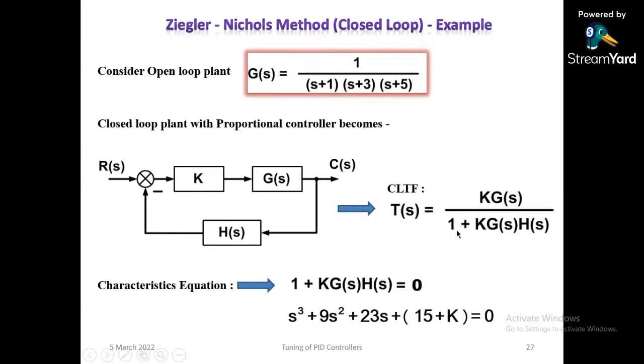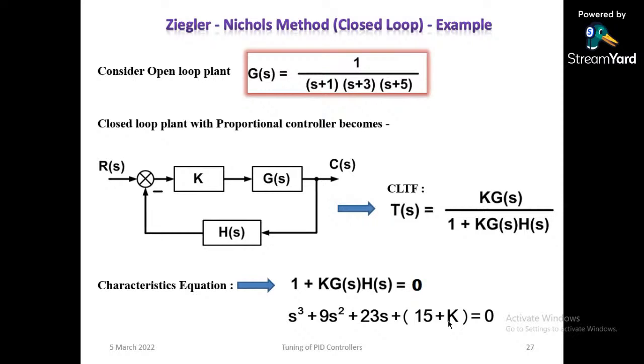So the characteristic equation is what? The denominator of the closed loop transfer function equated to 0 is your characteristic equation. That is, 1 plus K into G of S into H of S equated to 0, you will get the characteristic equation. Right? Still the value of K is unknown to you. G of S is known to you, which is 1 upon (S plus 1)(S plus 3)(S plus 5). H of S, unity feedback, assume it. Then I'll come to know my characteristic equation is S cube plus 9S square plus 23S plus 15 plus K is equal to 0. Okay?